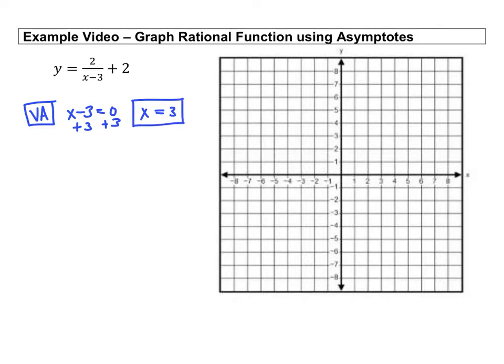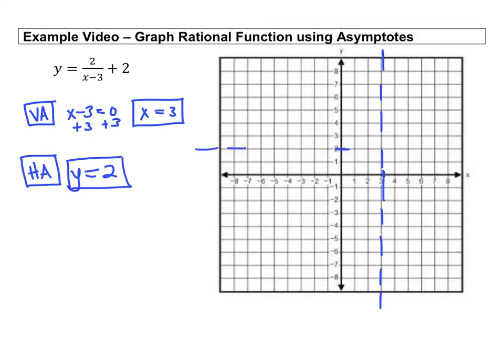So I'm going to go to the x-axis at positive 3, and I'm going to draw in the vertical asymptote right here. All right, the horizontal asymptote is any constant value at the end of your function. It's going to be y equals, and then we see there's a plus 2, so y equals 2. So I go to the y-axis at 2, and that's where our horizontal asymptote will be.